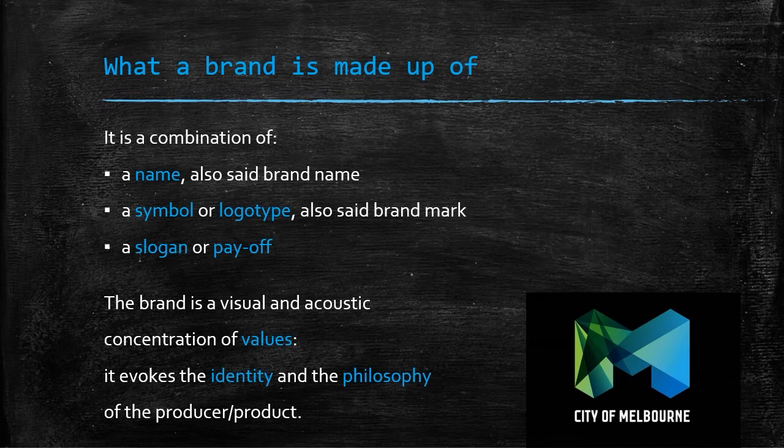What is a brand made up of? It is a combination of a name, also said brand name, a symbol or logotype, also said brand mark, a slogan or payoff. The brand is a visual and acoustic concentration of values. It evokes the identity and the philosophy of the producer, product.